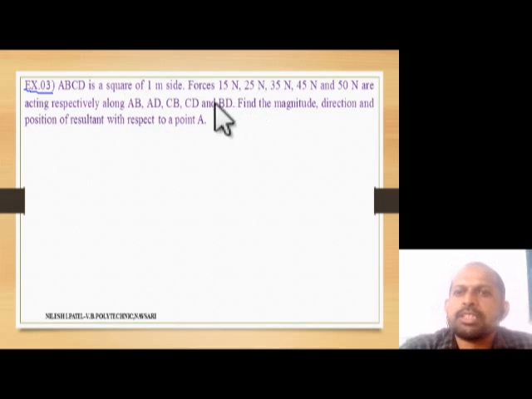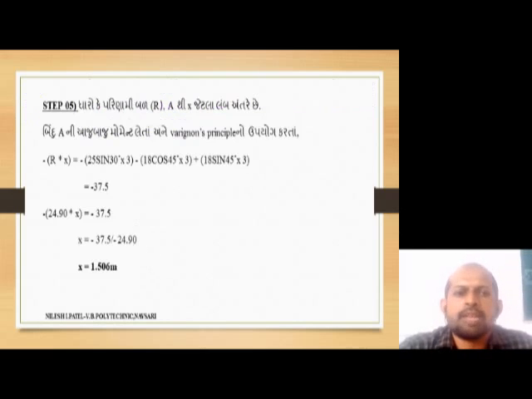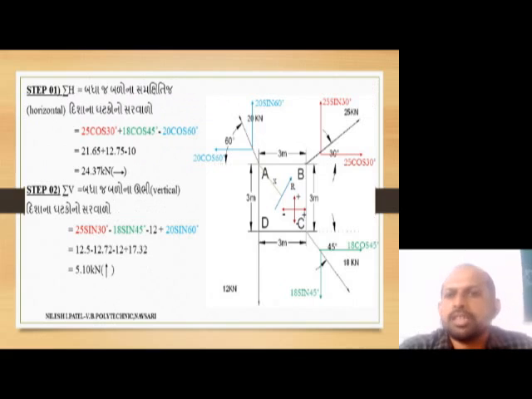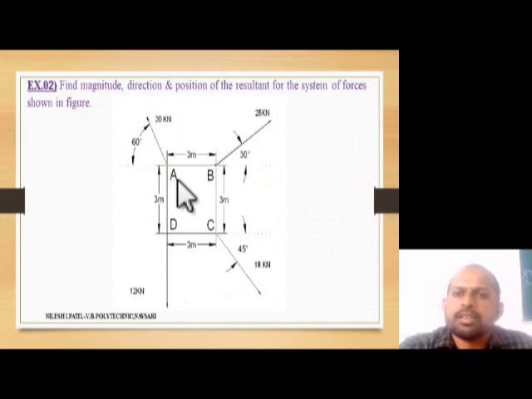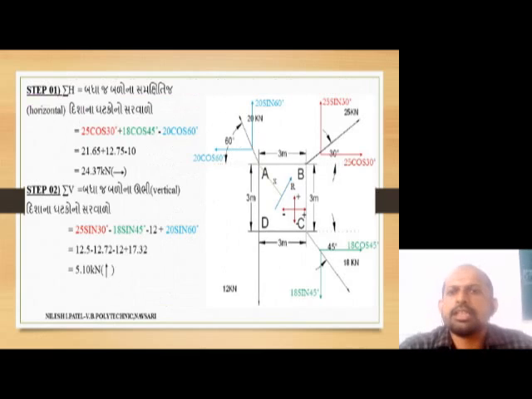If there is any problem, you can feel free to ask me to solve this example. We can solve by using these 5 steps to solve all the examples to find out the magnitude, direction and position of the resultant.